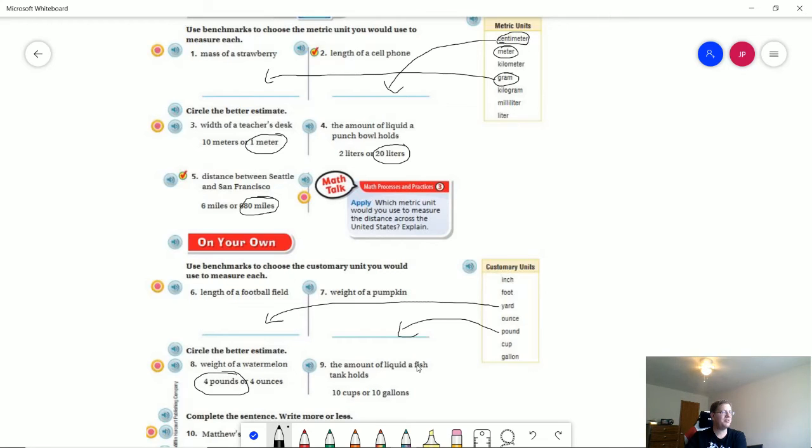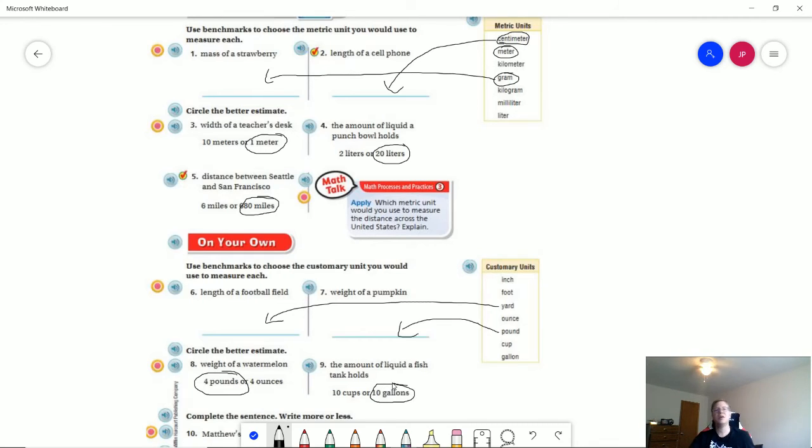And then the amount of liquid a fish tank holds. So a fish bowl might hold closer to 10 cups and would be very tiny, whereas a larger fish tank, like the one in Mrs. Shack's room, would hold 10 gallons, maybe just a little bit more.